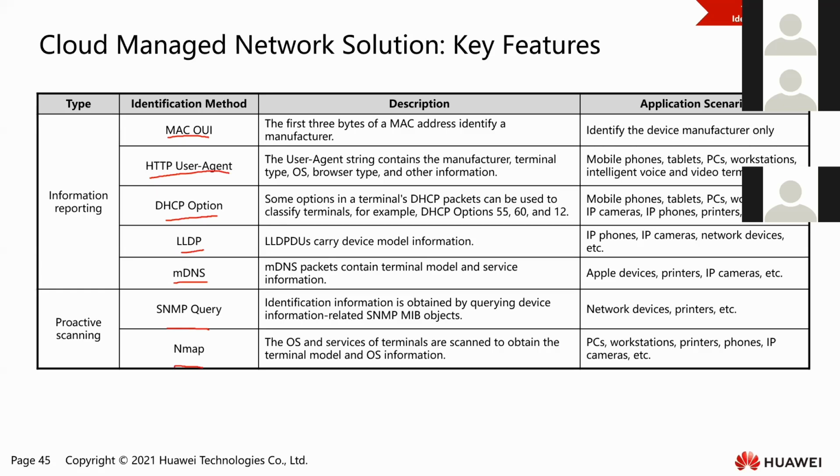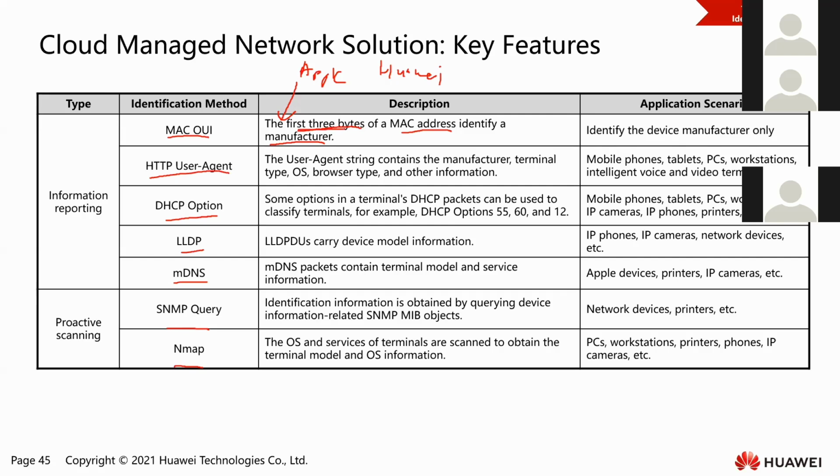For MAC OUI, in a MAC address, the first 3 bytes are usually used to identify the manufacturer. So from the MAC address, we will know the network device vendor. For example, is it Apple? Is it Huawei? We can identify all this information using the first 3 bytes of the MAC OUI.